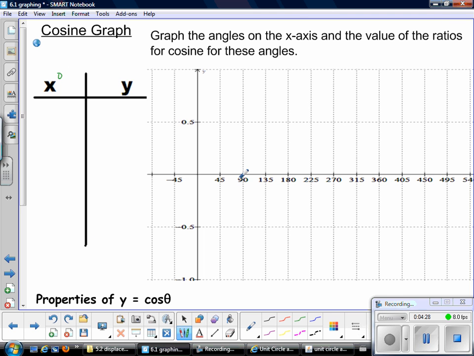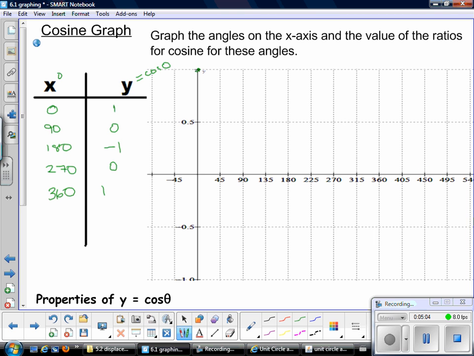So if we choose 0, we know that the cos of 0 degrees is 1. Then if we look at the cos of 90 degrees, it is 0. At 180, we're at -1. At 270, we're at 0 again. And when we get back to 360, we're at positive 1 again.